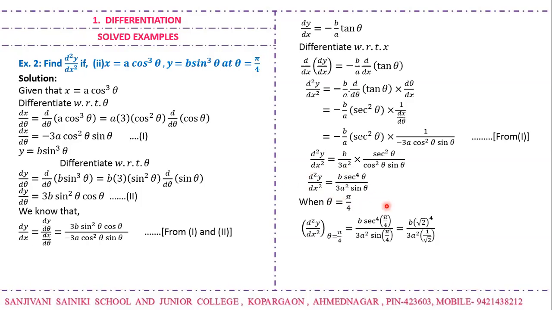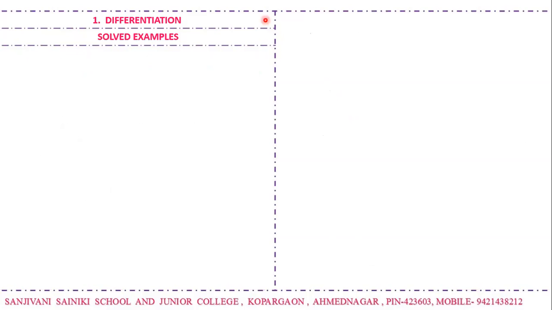Now sec raised to 4 pi by 4 upon sin pi by 4. Now sin pi by 4 is 1 by root 2 and sec pi by 4 is root 2. So root 2 raised to 4 is 4, divided by 1 upon root 2. So this root 2 will go to the numerator and you will get 4 root 2 upon 3a square as the derivative of the given function.